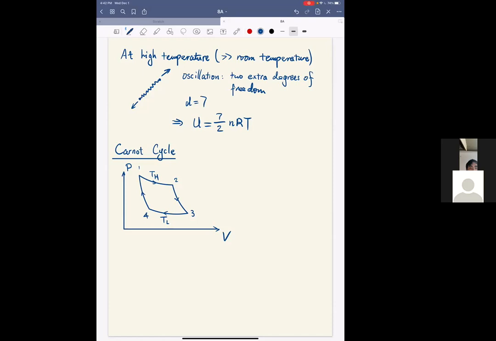So let me write it out. 1 to 2 is isothermal at temperature T higher, and 3 to 4 is isothermal at temperature T low, and for the processes 2 to 3 and 4 to 1, for those two, it's adiabatic.